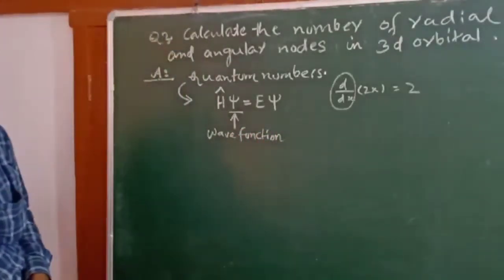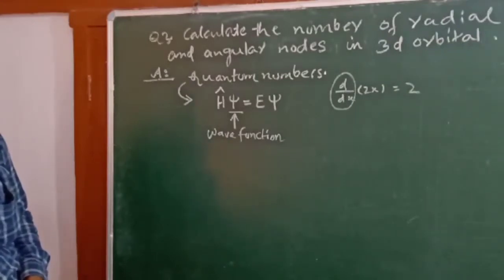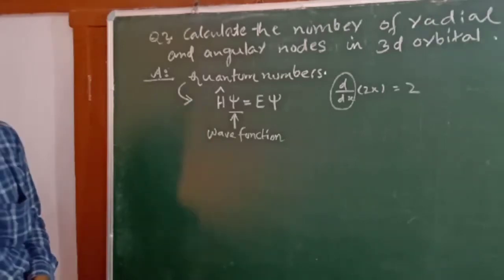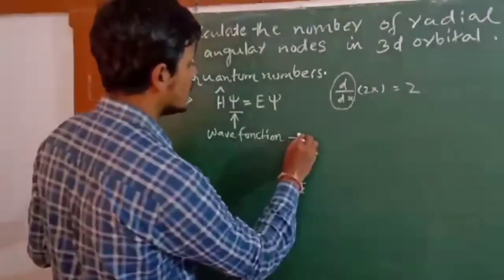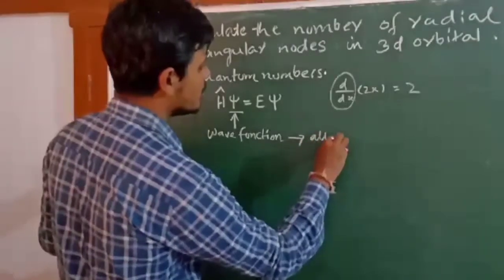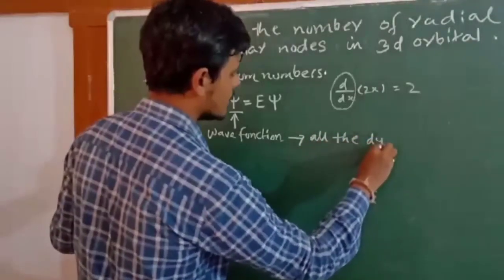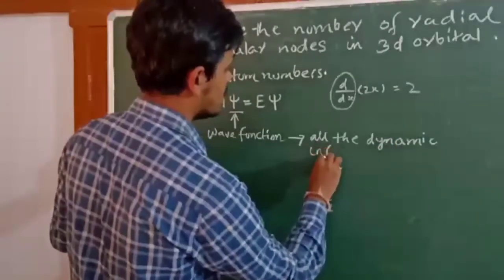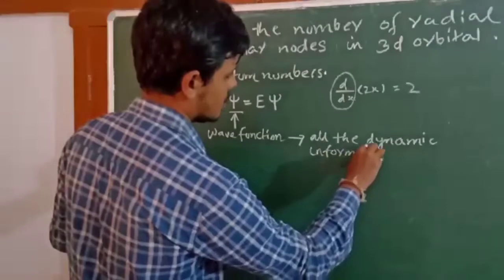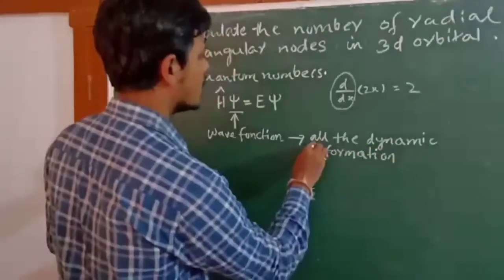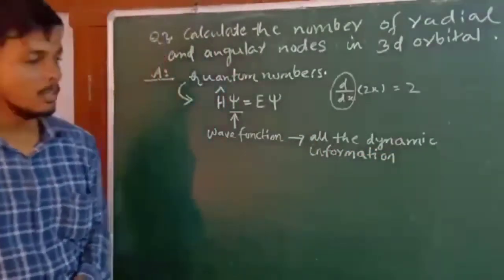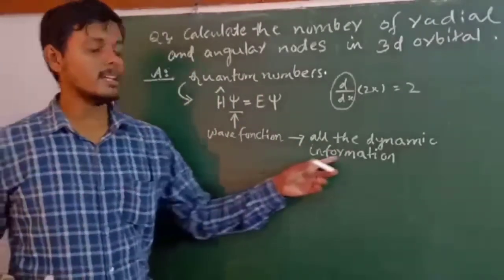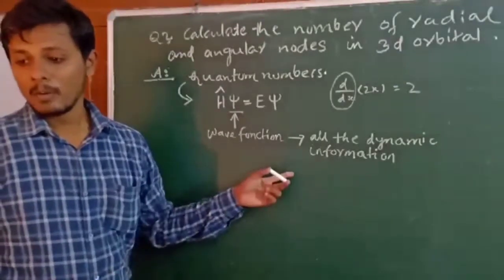So for a system whose energy does not change with time, we can write H cap psi equals E psi, where psi is called the wave function, and it contains all the dynamic information about an electron.